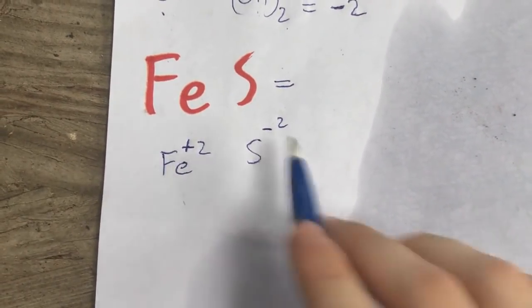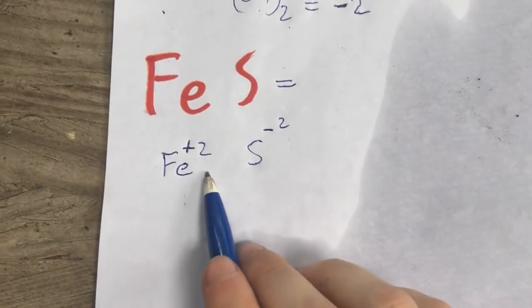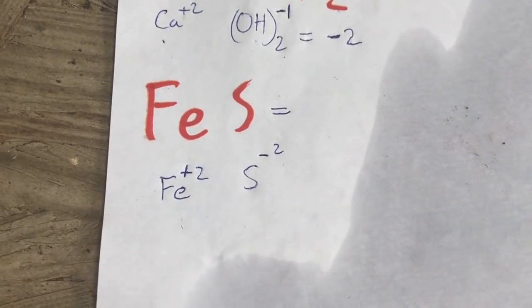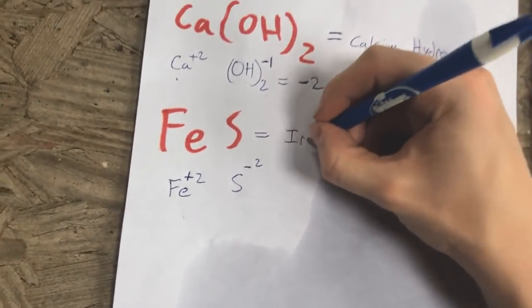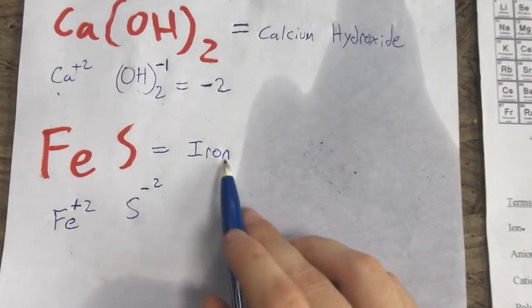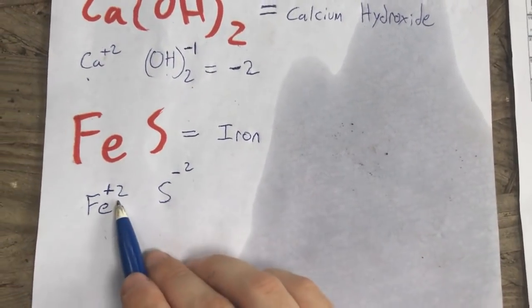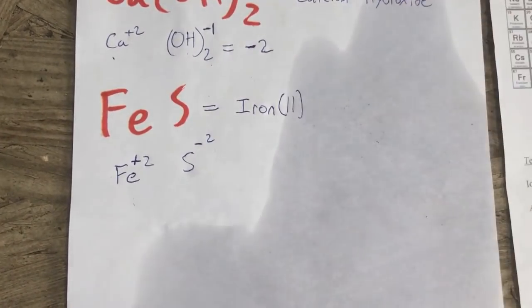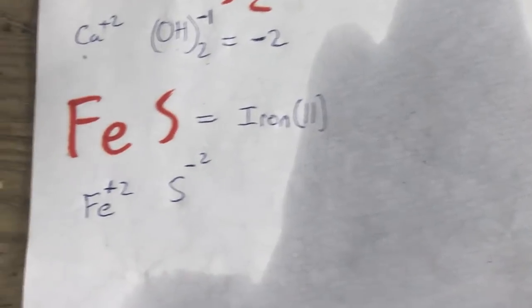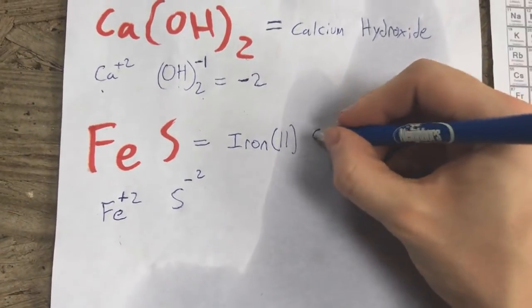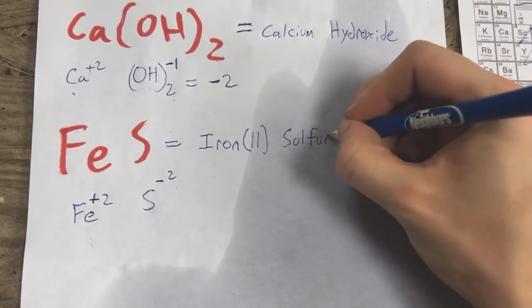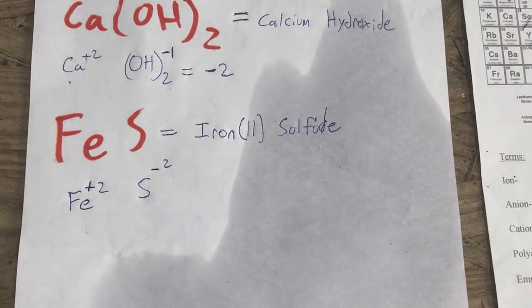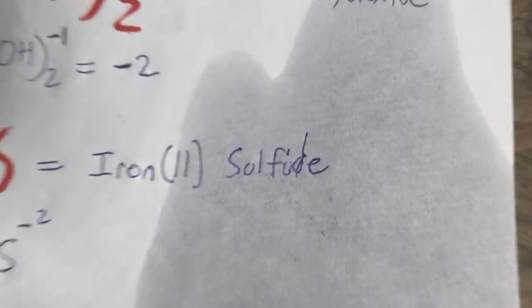So whenever this kind of situation happens where you have to figure out a charge, that usually means that you're going to need to include a Roman numeral in the name. So we have iron, but specifically this iron, as we figured out, is +2 iron. So that means that we're going to include a Roman numeral 2 after it to denote that that's the charge of that iron. And then we know that we have a sulfur, so it becomes sulfide. Some crazy penmanship there. Alright, so iron 2 sulfide.